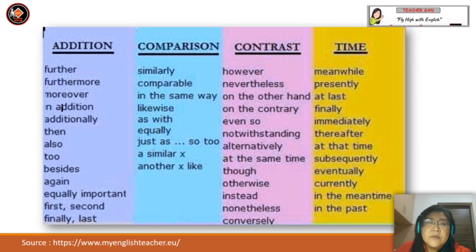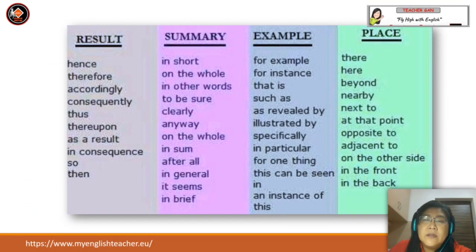These are examples of other connectors and linkers that you can use in your essays. And then this is another list for more connectors and linkers.